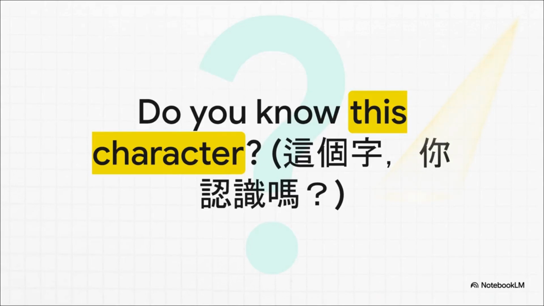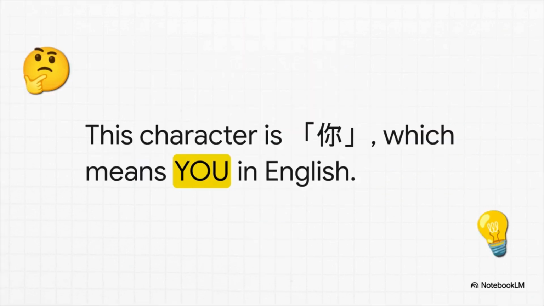Take a good look at this guy. Do you recognize it? At first glance, yeah, it kind of looks like a jumble of lines, right? But trust me, it's actually a really cool little puzzle just waiting to be solved. So, what's the big reveal? This character means you. Simple as that. It's pronounced ni. And this is a big one, folks. It's one of the absolute first words you really need to know, so getting this one down is a huge win.